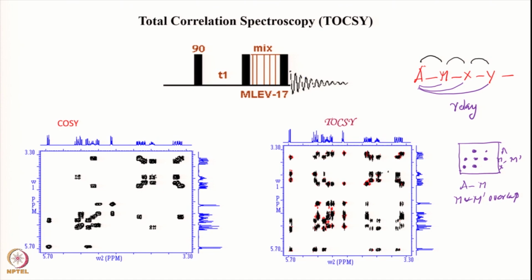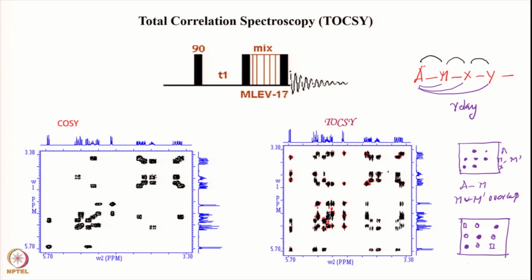Okay. Now if I do a TOCSY of the same, I have the diagonal here, same as before. Now if I have a peak here which will be there in the COSY, I will also have a peak here as in the COSY. But if it is AMX and not AM plus M prime X, I will see a cross peak here in the TOCSY, but if it were AM plus M prime X, then I will not see.